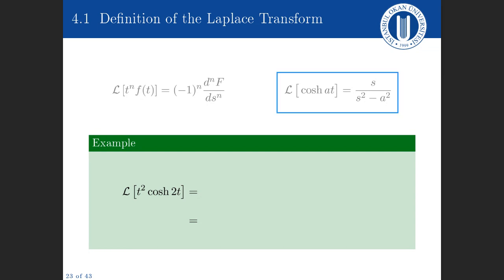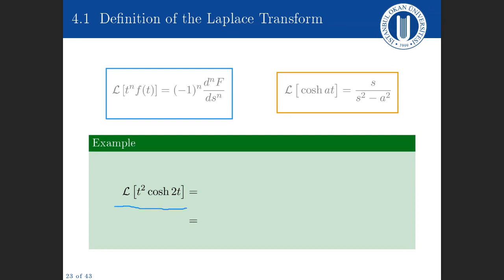Let me remind you that the Laplace transform of cosh at is s over s squared minus a squared. And we've just created the formula. Here we are. We've just found the formula that we want to use, which is that the Laplace transform of t to the power n f of t is minus 1 to the power n, the nth derivative of capital F. And that's similar to what we have.